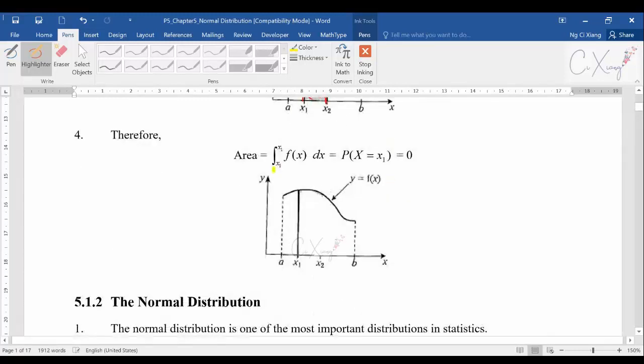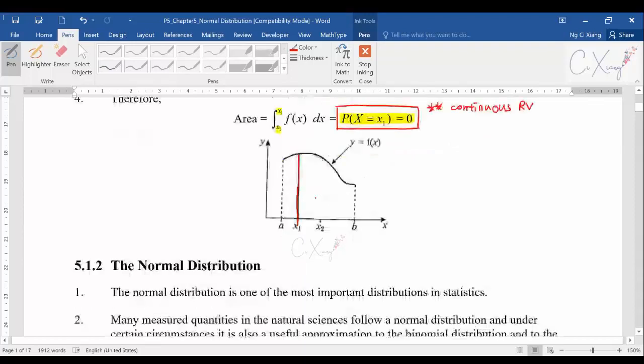Therefore, when you integrate from x1 until x1, you only get 0, so there is no area. So the probability that x equals x1 is always 0. For a continuous random variable, you need to highlight this: the probability for x equal to a particular value is 0, because you cannot get any area. It can be shown using the integration concept here. This is very important, but only for continuous random variables. A discrete one will have some value, but for a continuous random variable, it is always 0.